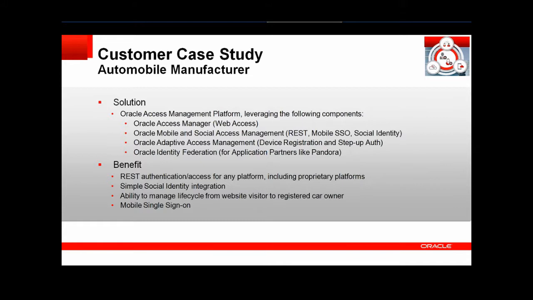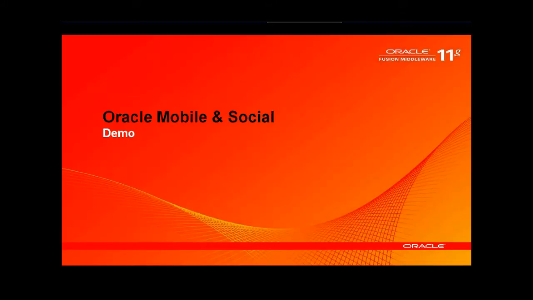So the solution there was Oracle Access Manager, Oracle Mobile and Social, Adaptive Access Manager, and Oracle Identity Federation for doing federation, because they had third-party apps like Pandora that were available in the car's dashboard as well. So these are the two use cases where we have mobile and social along with the traditional access management and API gateway.